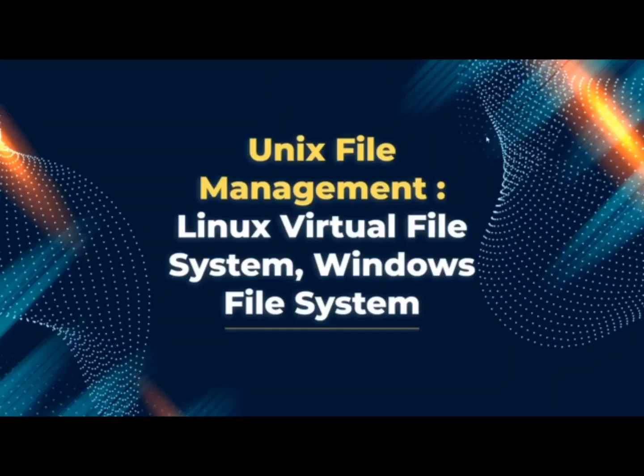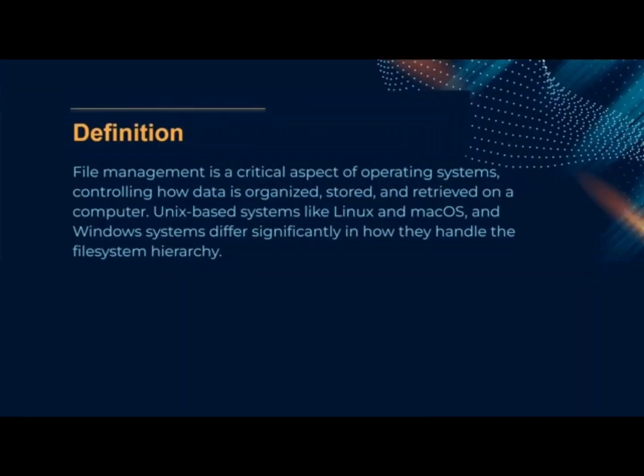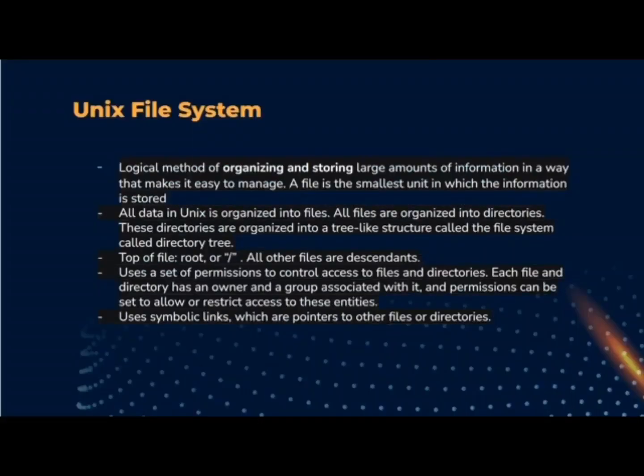Today we are from Group 1 and we will present about Unix file management, which also includes the Linux virtual file system and the Windows file system. The definition: file management is a critical aspect of an operating system, controlling how data is organized, stored, and retrieved on a computer. Unix-based systems like Linux and Mac OS and Windows systems differ significantly in how they handle the file system hierarchy. First, we will talk about the Unix file system.